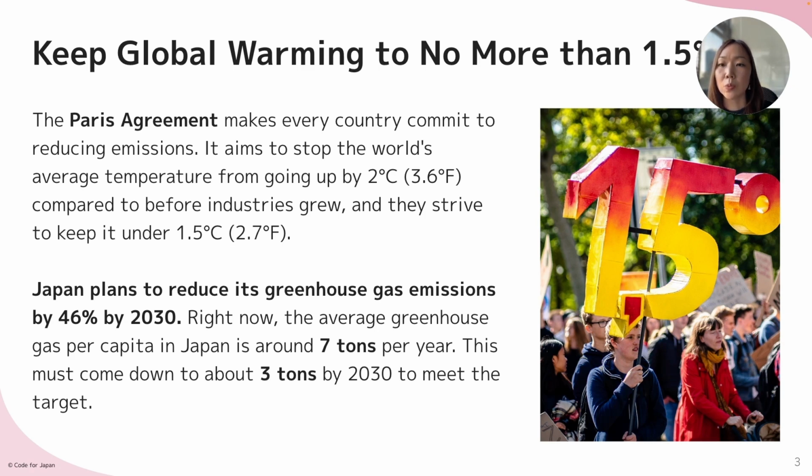Japan plans to reduce its greenhouse gas emissions by 46% by 2030. Right now, the average greenhouse gas per capita in Japan is about 7 tons per year. This must come down to about 3 tons by 2030 to meet the target.